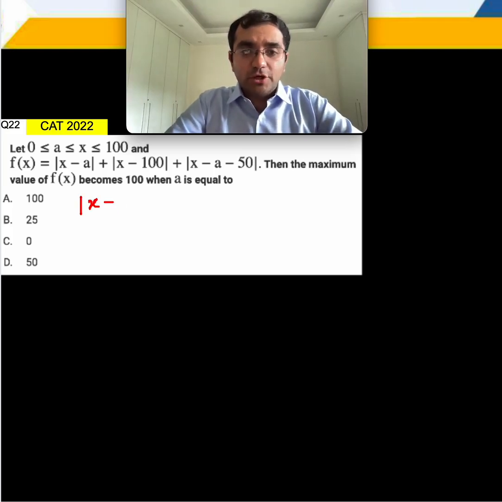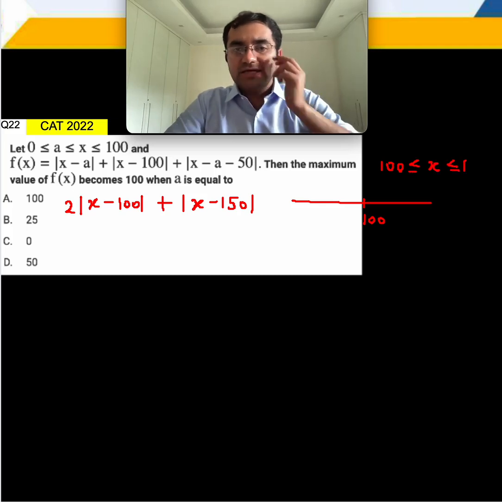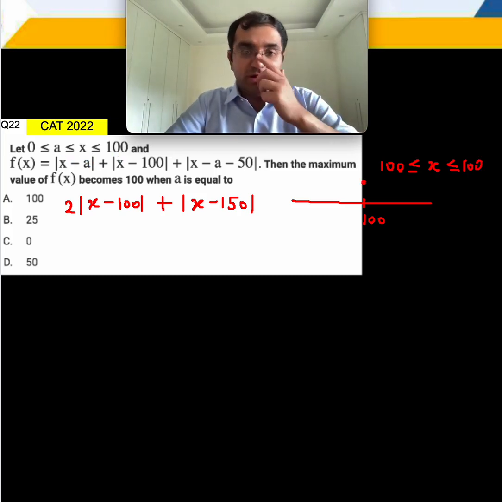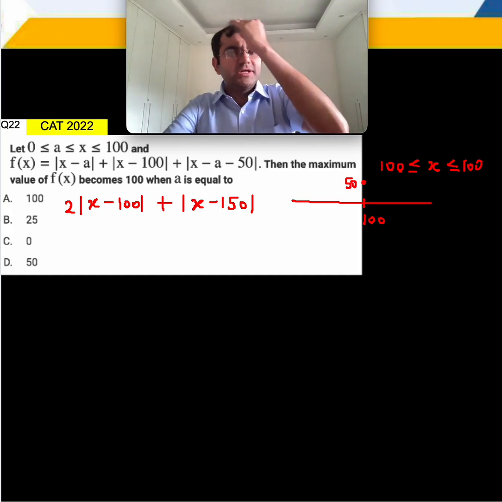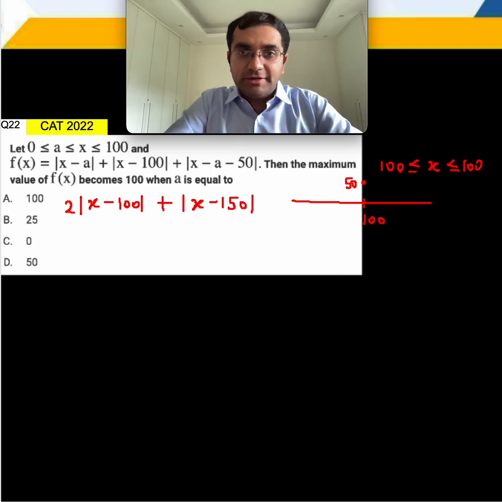So let's take the first option. A को 100 लेते हैं, so mod x minus 100 plus mod x minus 100 double हो जाएगा, plus mod x minus 100 minus 50, that's 150. A is 100, so x lies between a and 100, so between 100 and 100. That means आपको simply 100 पे इसका value निकालना है. 100 पे इसका value turns out to be 50. So the value of the function at 100, which is the only possible value that is being allowed, is 50, but मुझे maximum 100 चाहिए. So this is gone.